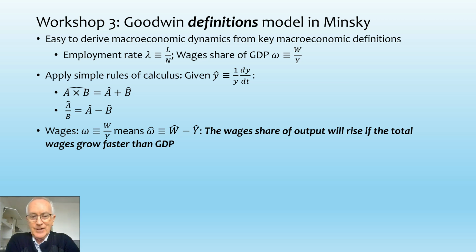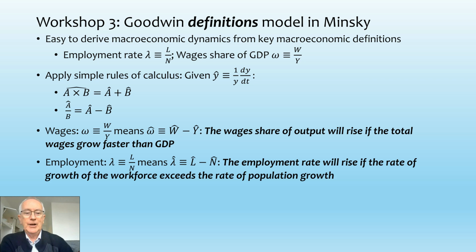Now that's a fact. And that's why I'm using the definition term here, the three-dash equals sign rather than the two-dash equals sign, because this is simply definitionally true. It's not something you can dispute without disputing the definitions, and then you're in quagmire territory. And the employment rate, which is L divided by N, means the percentage rate of change of the employment rate will be the percentage rate of change of employment minus the percentage rate of change of population, and that therefore says the employment rate will rise if the rate of growth of employment exceeds the rate of growth of population. Well, that's again simply a true statement.